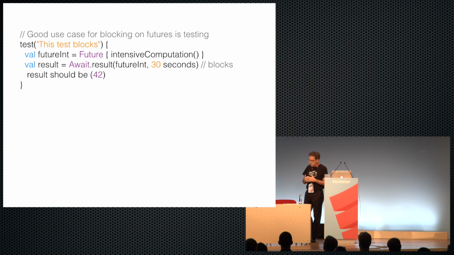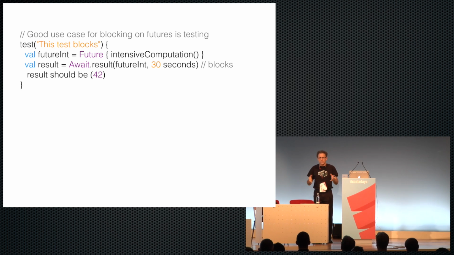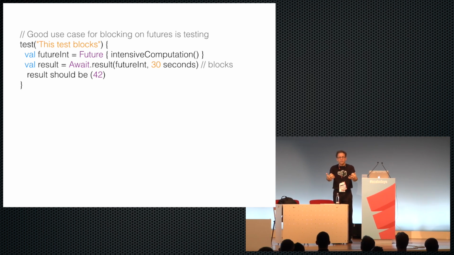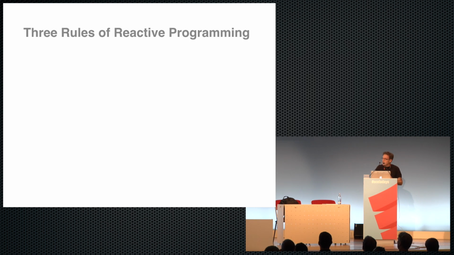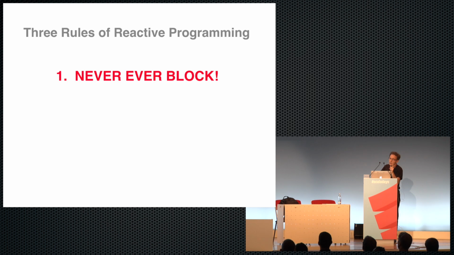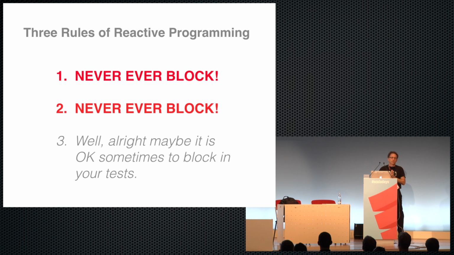And I was teaching Play a couple years ago, like 2 years ago, and sort of repeating this mantra. And I started wondering, why? Why is it OK to block in your tests? And I got to wondering if that's my fault, right? It's as if the 3 rules of reactive programming are rule number 1, never, ever block. Rule number 2, never, ever block. And rule number 3 is, well, all right, maybe it's OK sometimes to block in your tests, right?